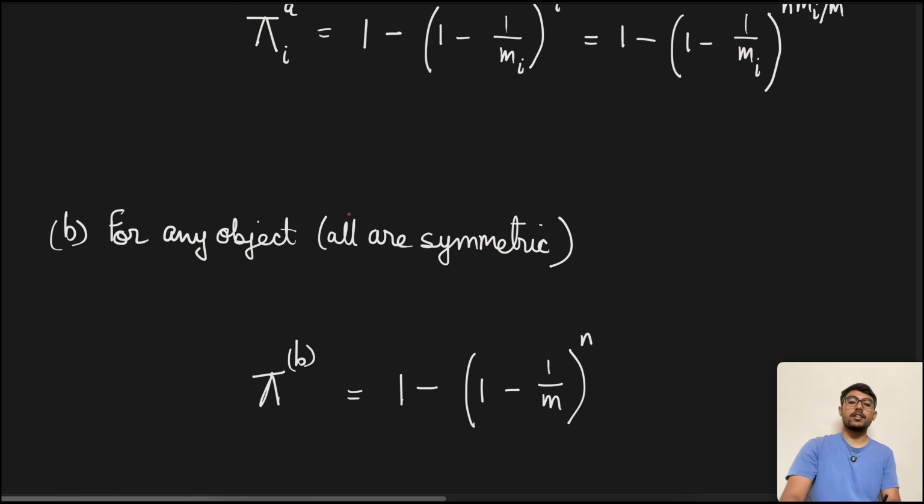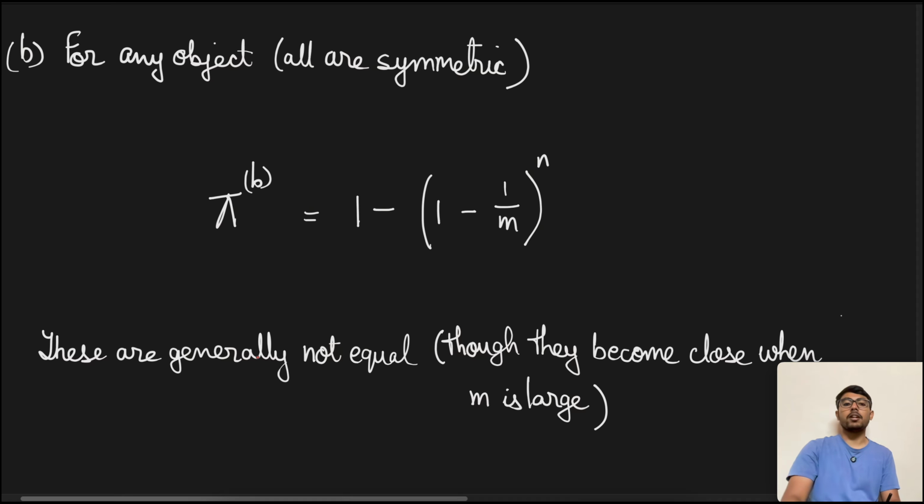Now, we take the explanation for scheme B. So, the probability that any object exists is going to be all symmetrical, right, and will depend on the sample size that we are taking. Hence, 1 minus (1 minus 1 by m) raised to the power n. So, it might seem similar, but these are generally not equal, though they become close when m is quite large. Remember, m is the number of objects, right.